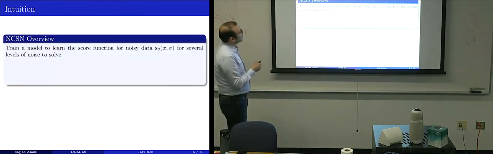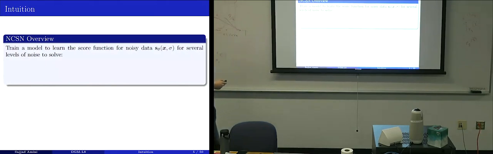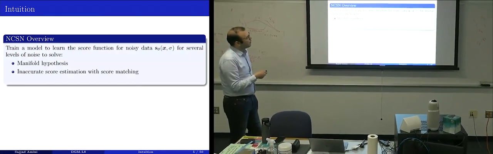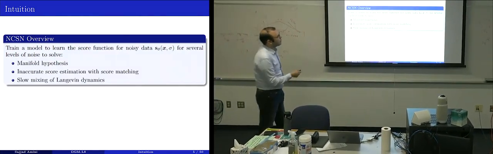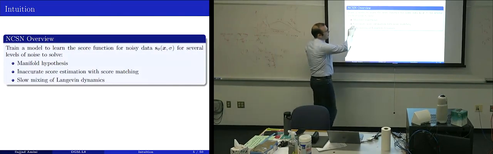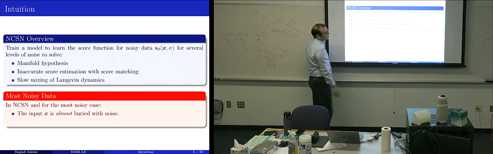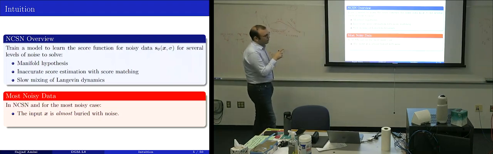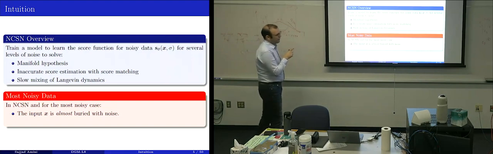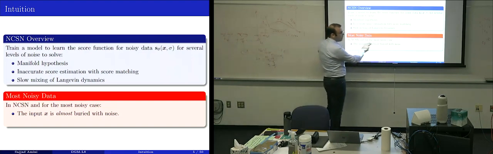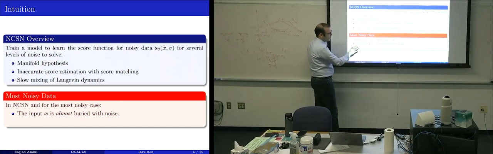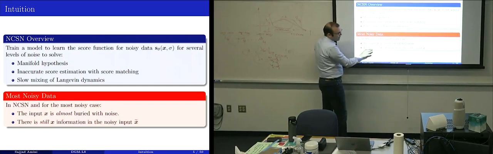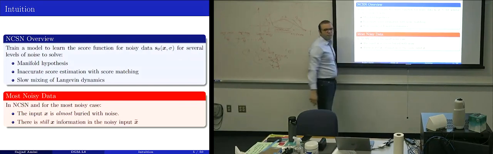So, noise condition score network: train a model to learn the score function for noisy data for several levels of noise to solve these 3 problems. The first 2 are very severe during the training. The last one is during the sampling or generation. But the point is that in NCSN, in the noisiest version, the input X is almost buried with noise, but there is still X information in the noisy input.